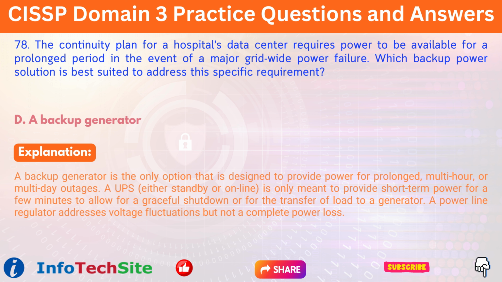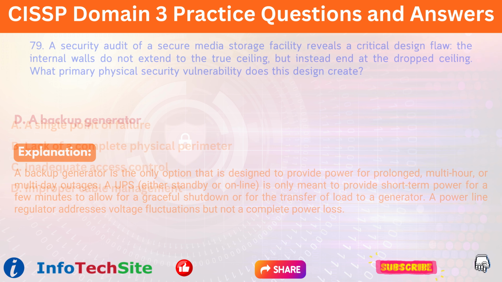A backup generator. Explanation. A backup generator is the only option that is designed to provide power for prolonged, multi-hour, or multi-day outages. A UPS, either standby or online, is only meant to provide short-term power for a few minutes to allow for a graceful shutdown or for the transfer of load to a generator. A power line regulator addresses voltage fluctuations but not a complete power loss.